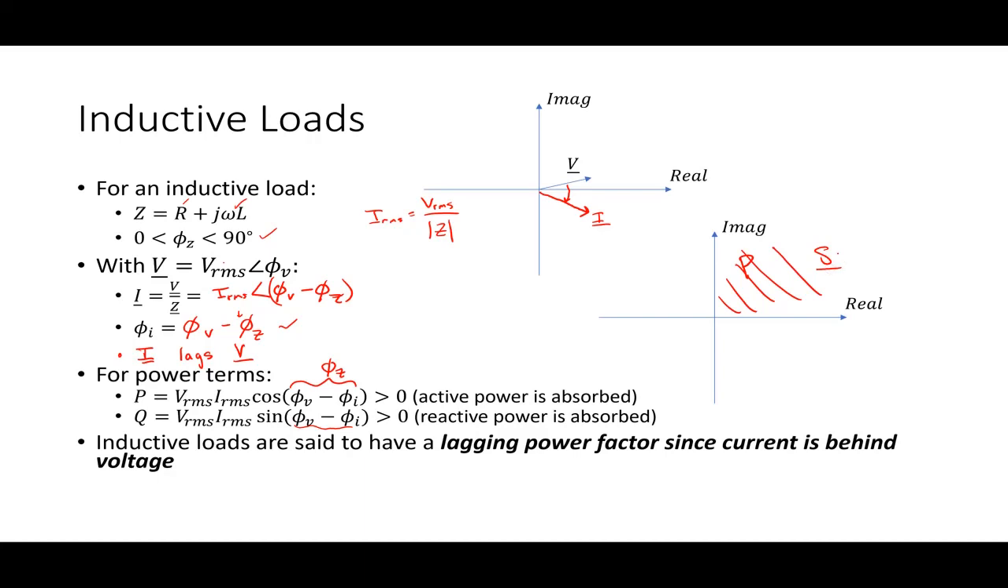So my impedance and my complex power are always going to be in the first quadrant when I have these inductive type loads. We say that inductive loads have what we call a lagging power factor, because the current is behind the voltage. The current lags the voltage. We'll talk more about this terminology of lagging power factor in a minute.